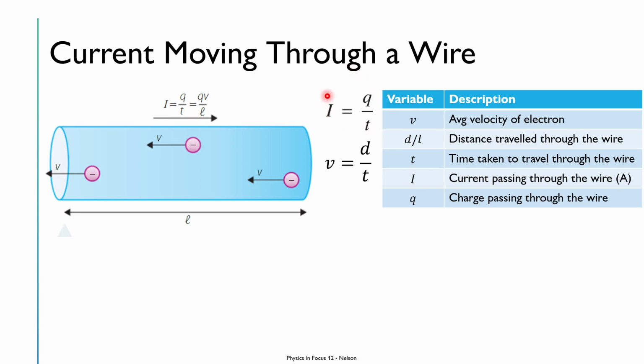However, we can rewrite this formula based on the velocity of the electrons and the distance that they travel. And that's going to be taking inspiration from our general formula, velocity is equal to distance over time. So what I'm going to do is combine those two formulas and write an equation which is no longer based on time, but rather based on velocity of electron and distance they travel.